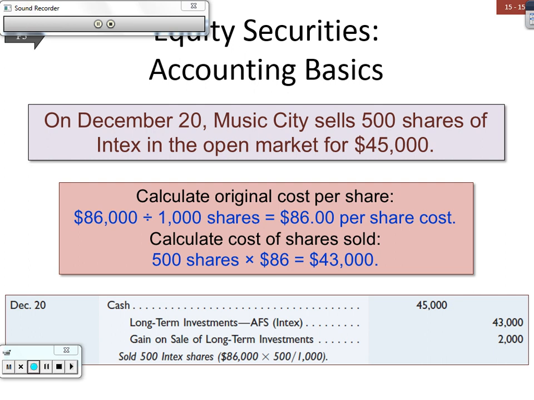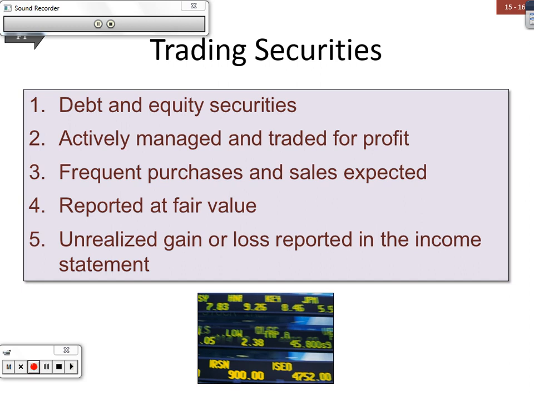Traded securities can be debt or equity, it doesn't matter. Generally, they are traded strictly for profit. It's so frequent that they could be frequently purchased or frequently sold. It's always reported at fair value, remembering from that chart I showed you earlier, and you always have to recognize a gain or a loss.